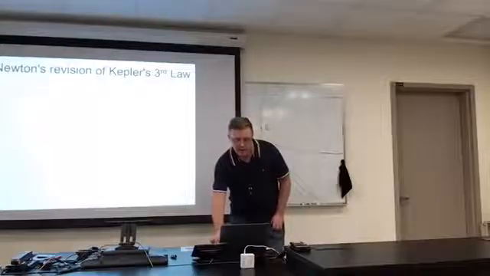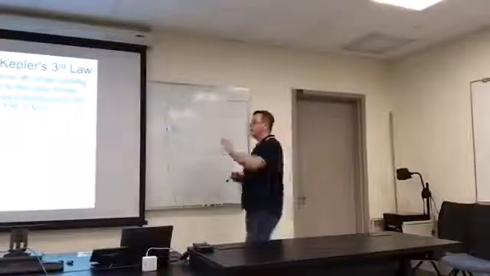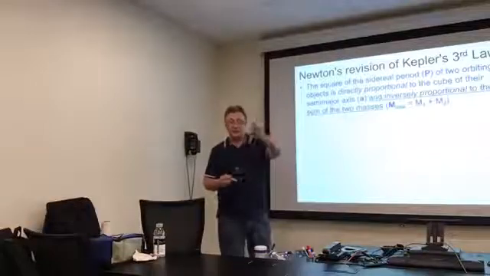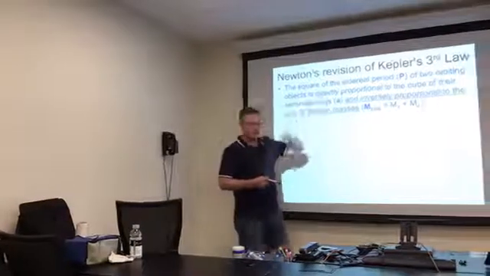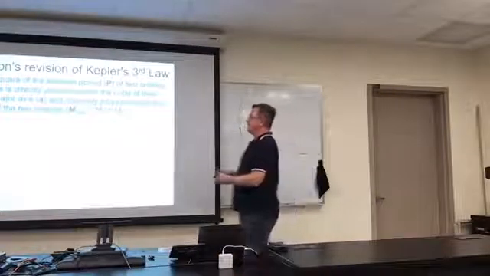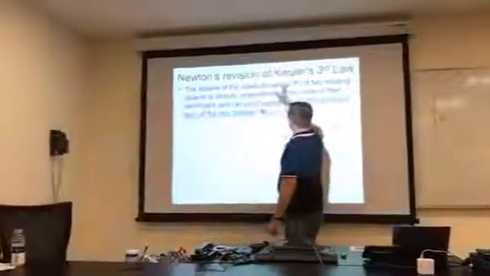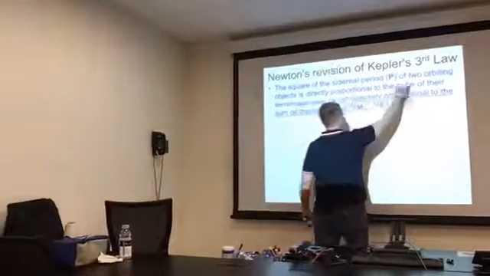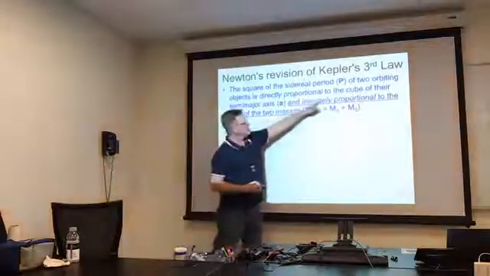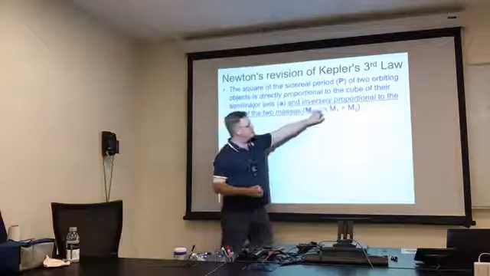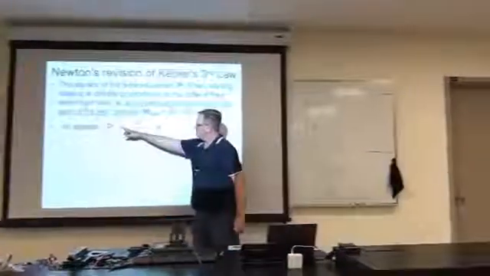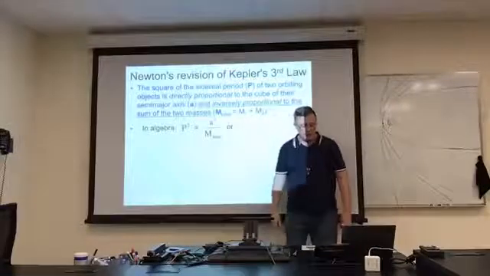All right, so Newton looked at Kepler's third law, and he revised it to become one of the most valuable equations in all of astronomy. Kepler had said that the square of the sidereal period of 2 orbiting objects is directly proportional to the cube of the semi-major axis. So that's what Kepler said. Newton agrees. That's correct. But it's also inversely proportional to the sum of the 2 masses. So if I call m total m1 plus m2, then P squared is directly proportional to a cubed, but inversely proportional to m total.